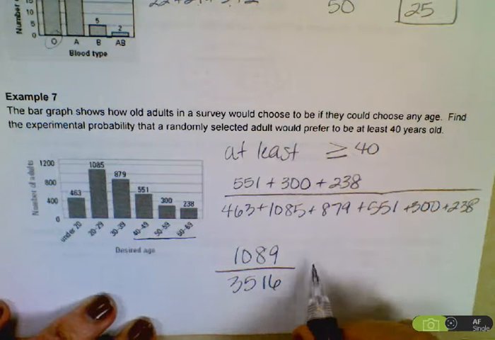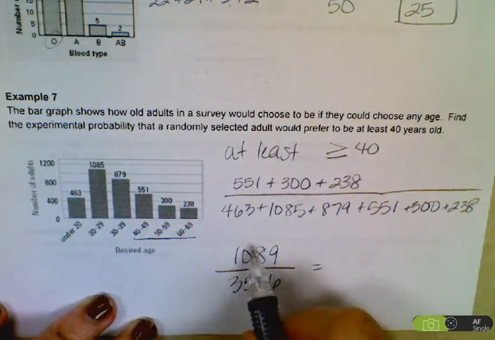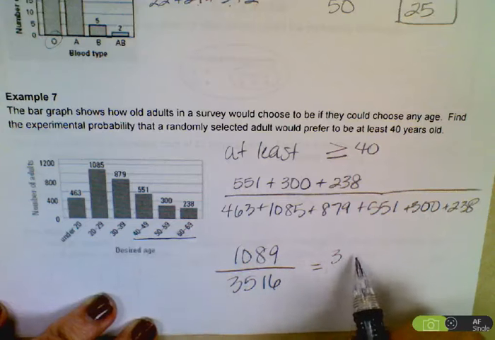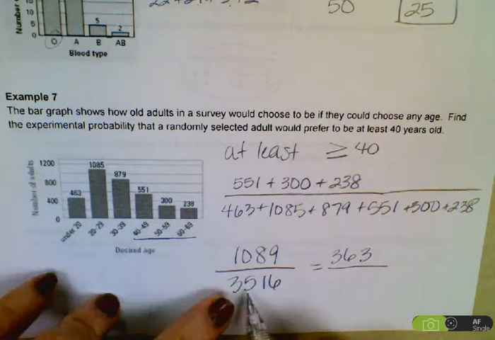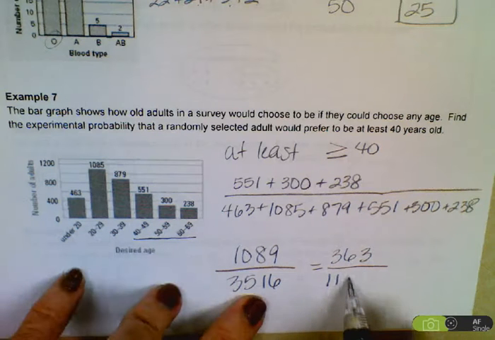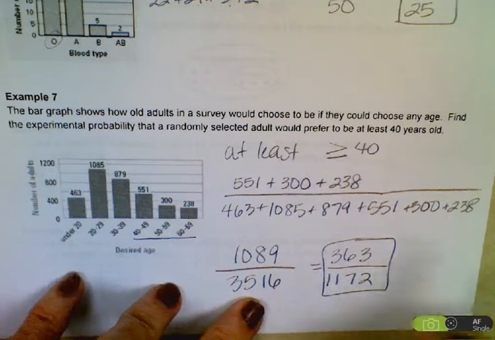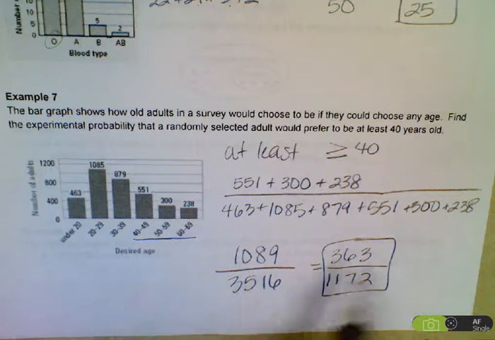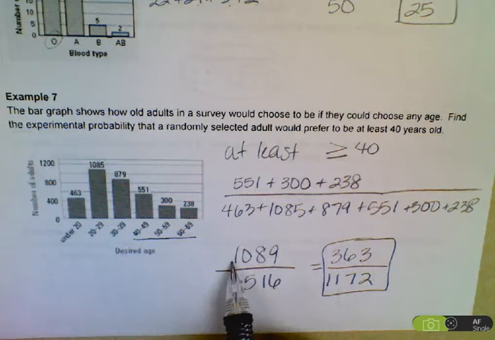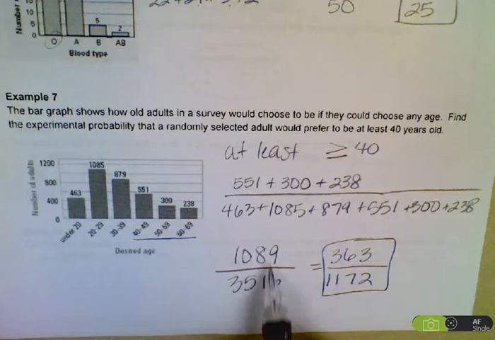It is actually reducible by 3, so let's do that. So it goes in 363 over 1172. I don't think it can reduce farther than that. So that's your reduced fraction there. I knew that it reduced by 3 because 9 plus 8 plus 1 is 18. That's divisible by 3. 6 plus 1 plus 5 plus 3 is 15. That's divisible by 3. So each one of these can be reduced by 3.